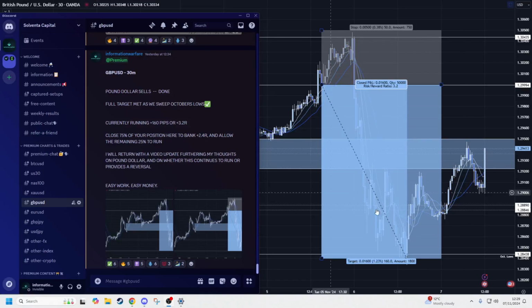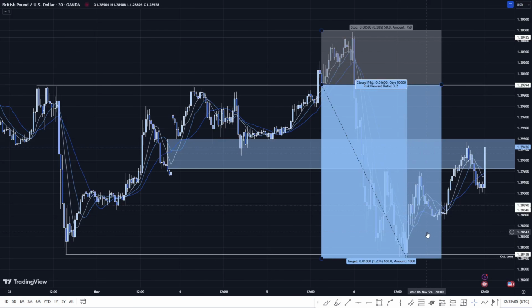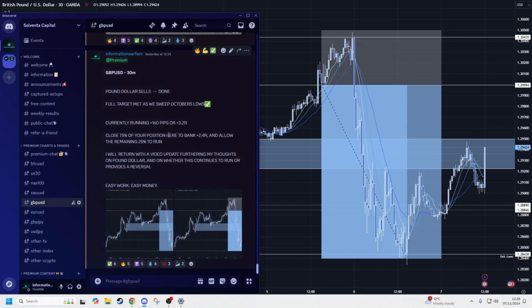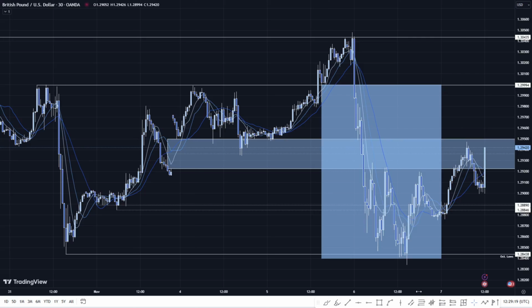Full target met. October low swept to the absolute T. 160 pips, 3.2 RR. I have personally taken 75% of my position at the full target for 2.4R and allowed the 25% of my position to run, of course, with stops at break even. This is how the chart's looking now. Super impressive trade.